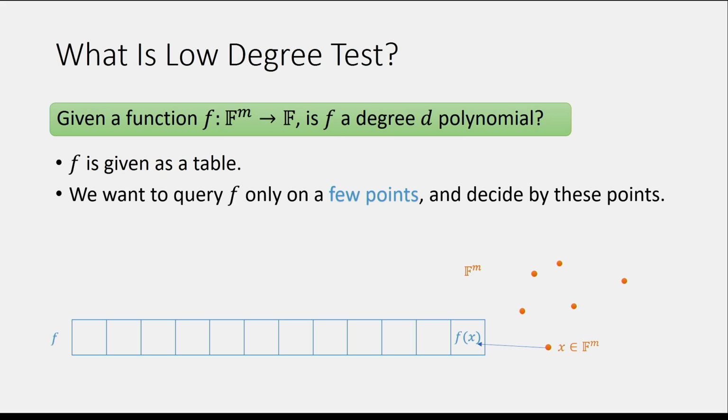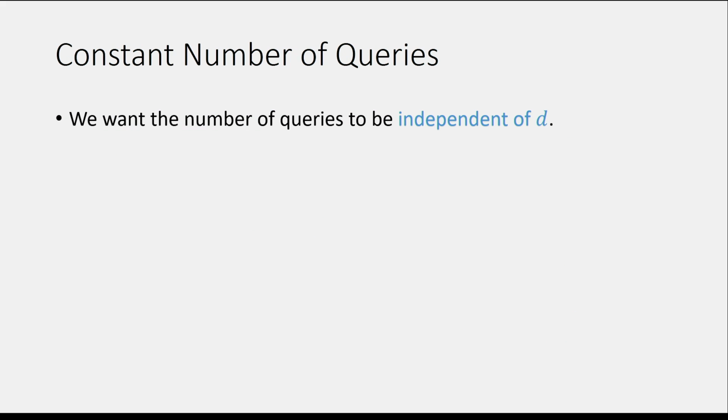Now, how many queries do we have to do that? We have to query f on at least d points, because even if we restrict f to a line, we still have d plus 1 coefficients. And if we read it on d points, we can't reject anything because there is some low-degree polynomial that fits what we've read. But then, suppose we don't want to query it on d points. We want a constant number of queries. And preferably, we want it to be as low as possible, which is 2. So what can we do?